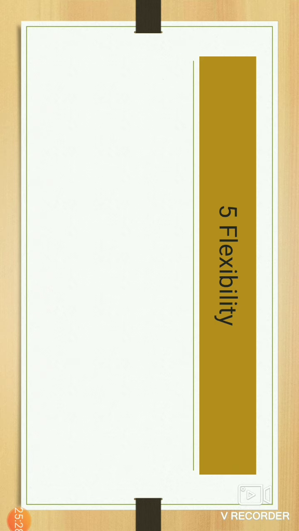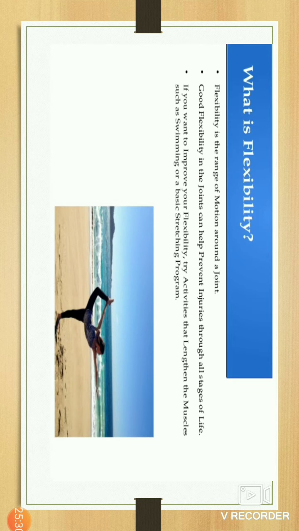Now, the last one: what is flexibility? Flexibility is the range of motion around a joint. Good flexibility in the joints can help to prevent injuries through all stages of life. If you want to improve your flexibility, try activities that lengthen the muscles, such as swimming or a basic stretching program. Now, how to measure flexibility?